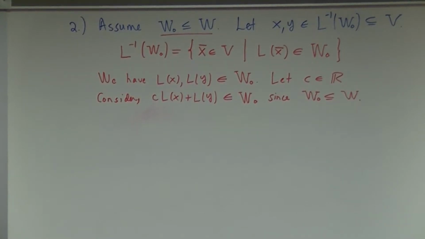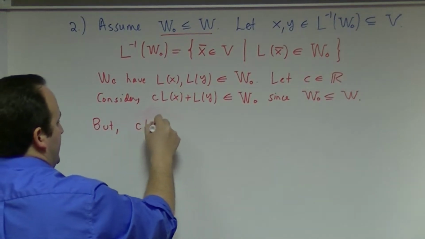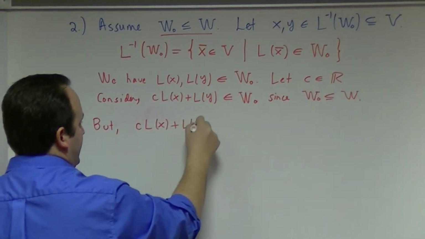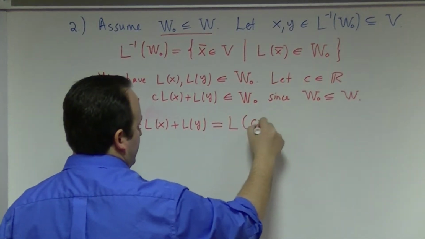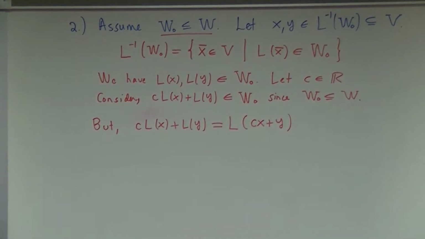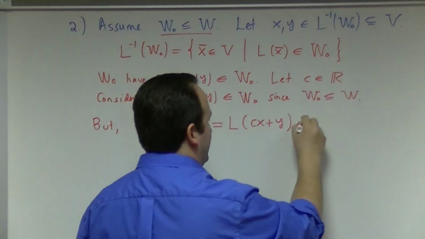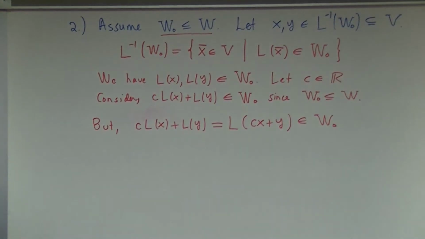So then what? C times L of x plus L of y is actually equal to what? L of cx plus y by linearity of L, right? Which means that's also an element of, I mean, they're equal. We just saw it was an element of W naught, right? So again, this is an element of W naught. What does that say about cx plus y?